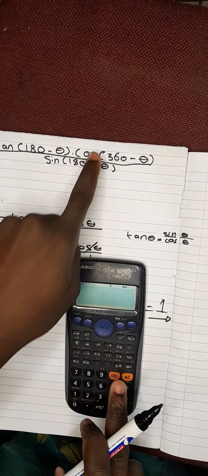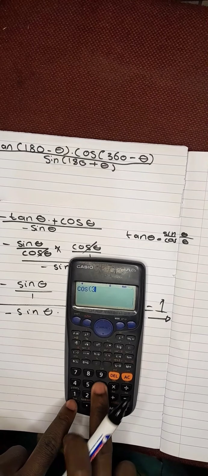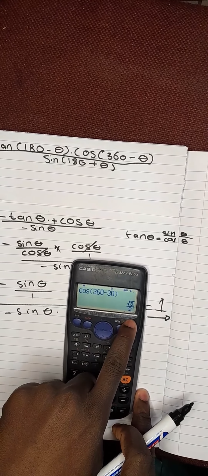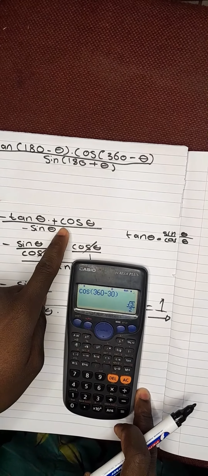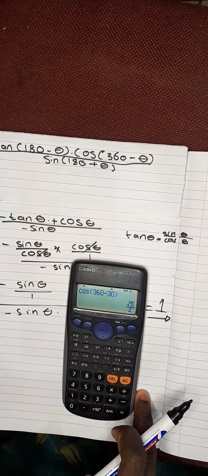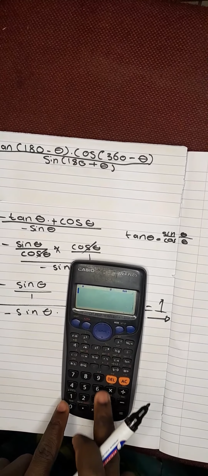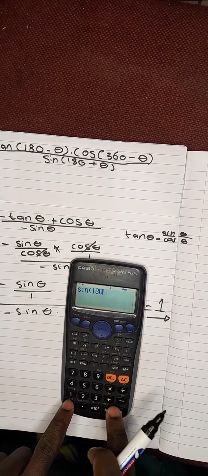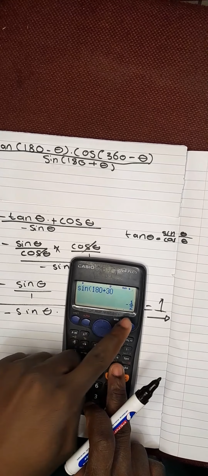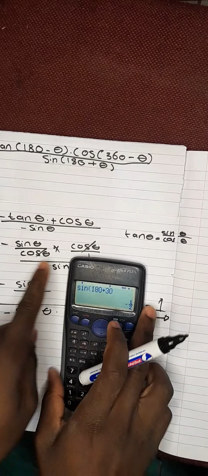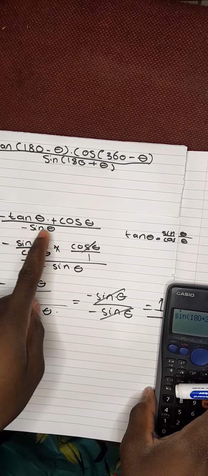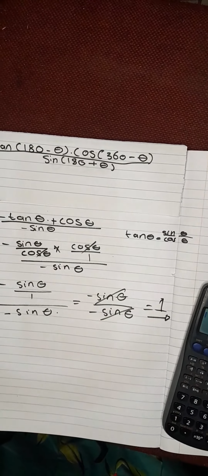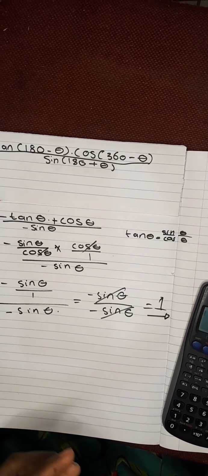Then I'm going to do the second one. I'm going to have cos 360 minus 30. Is it positive or negative? It is positive. So I'm going to have positive cos theta. Then the last one, I'm going to have sine 180 plus 30. Is it positive or negative? It is negative, meaning I'm going to have negative sine theta. Then from here it is just simple algebra.